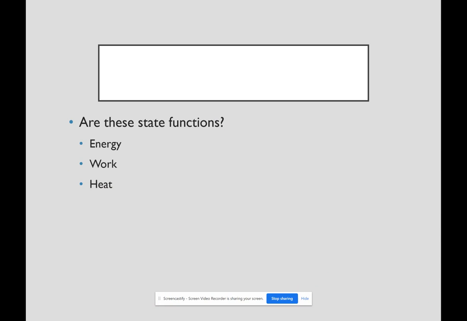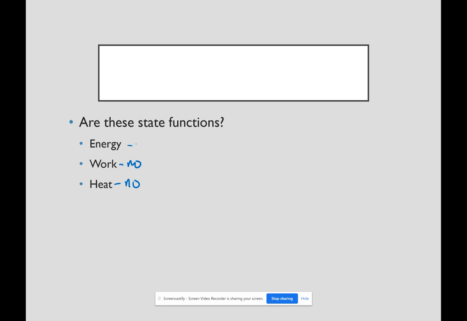So are these state functions, energy, work, and heat? We'll start at the bottom. Heat is not a state function. As you remember from the picture, the amount of heat transferred is going to change depending on if we have a rough surface or a smooth surface. So that's not a state function. Work is not a state function because the amount of work that ball A was able to do on ball B changed depending on if it was a rough surface or a smooth surface.